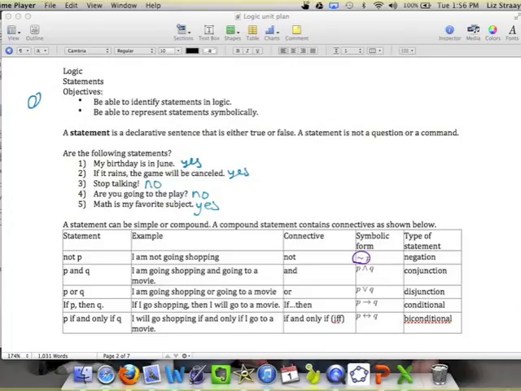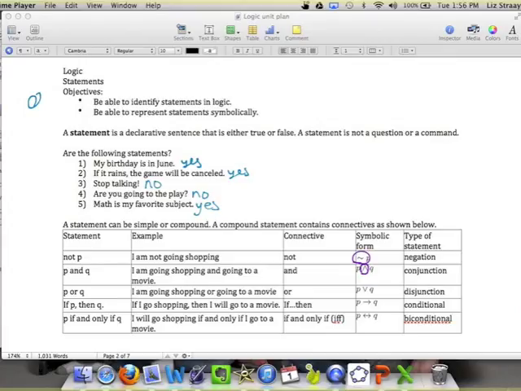So the next one says, I am going shopping and going to a movie. So shopping we said is P. We could say movie is Q. If I want to say I'm doing this and this, our symbol is like a little wedge arrow up. Okay, so like a little mountain peak is what we use for the word and. So if P is shopping and Q is movie, if I want to say shopping and movie, I would say P and then little mountain peak Q. That's called a conjunction. Also in English, it's called a conjunction.